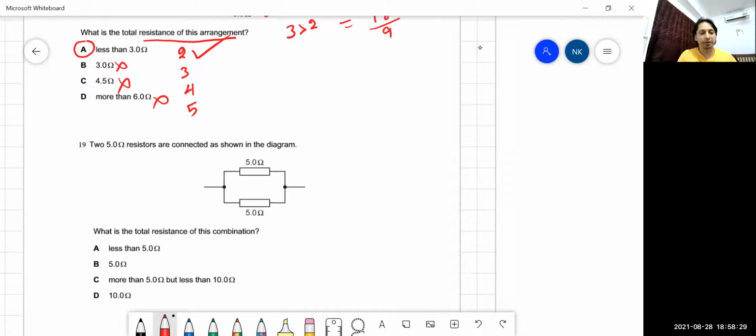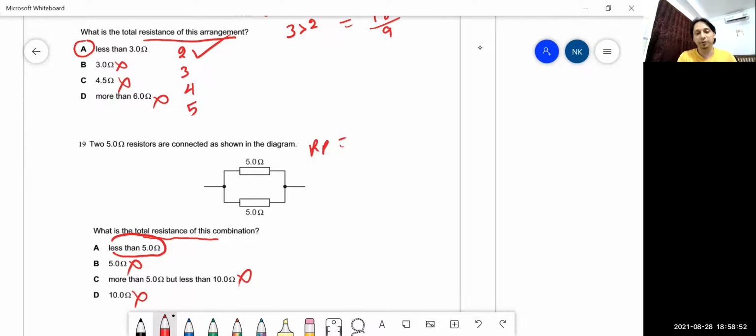Question number 19. The two 5 ohm resistors are connected as shown in the diagram. What is the total resistance? Again, children, total resistance. Now here both the resistances are equal, so it means our answer will be less than 5. It is not equal to 5, not more than 5, and not 10, so those are wrong. Again, you can cross check it. 5 times 5 is 25, 5 plus 5 is 10, that is equal to 2.5, and 2.5 is less than 5.